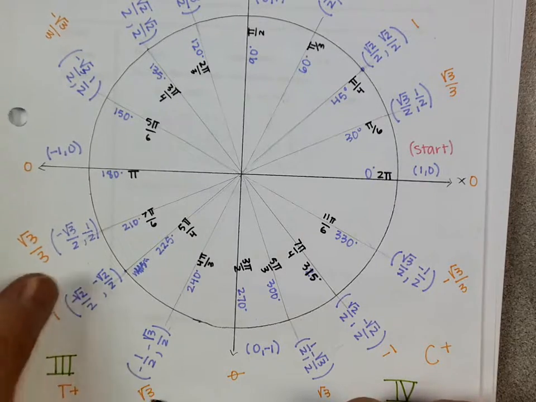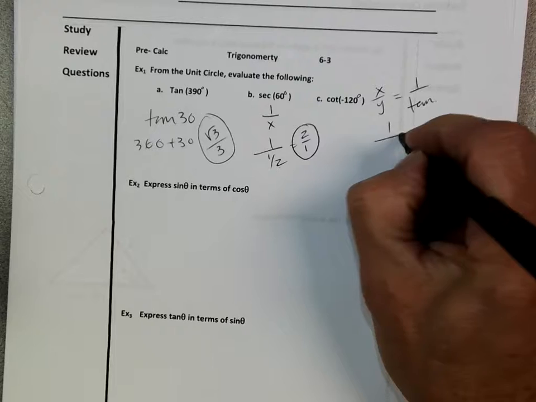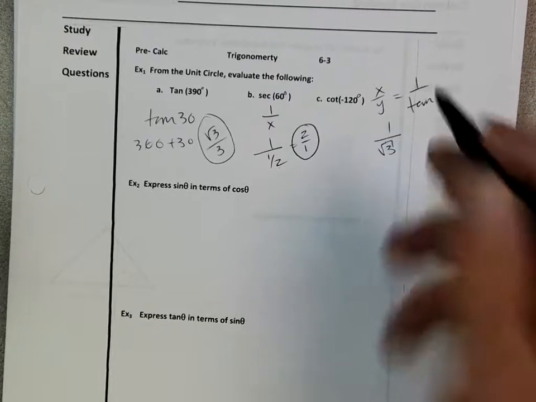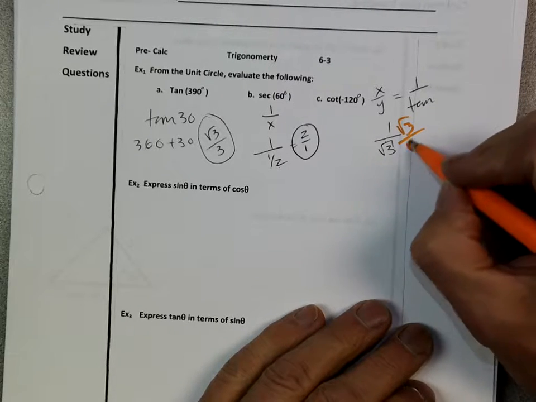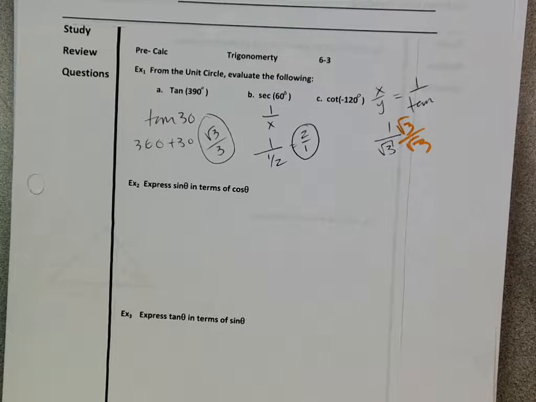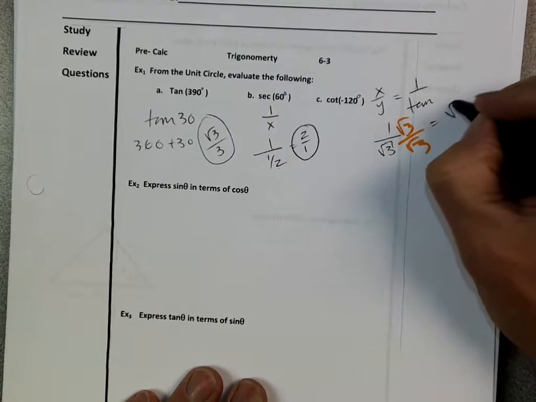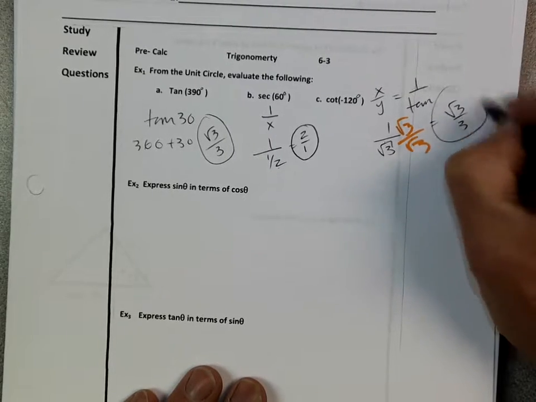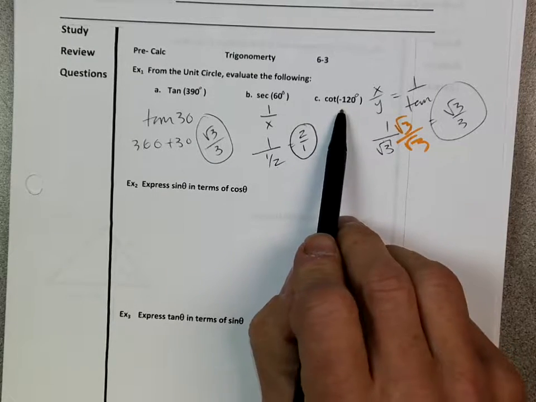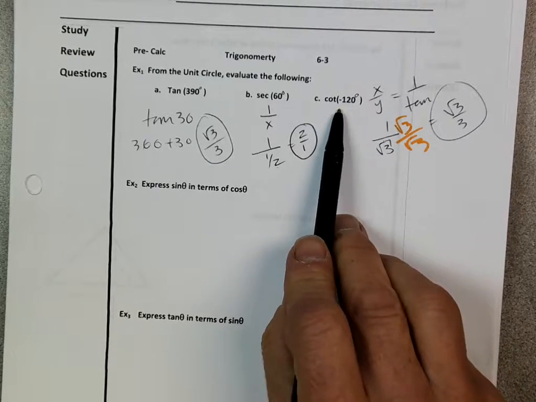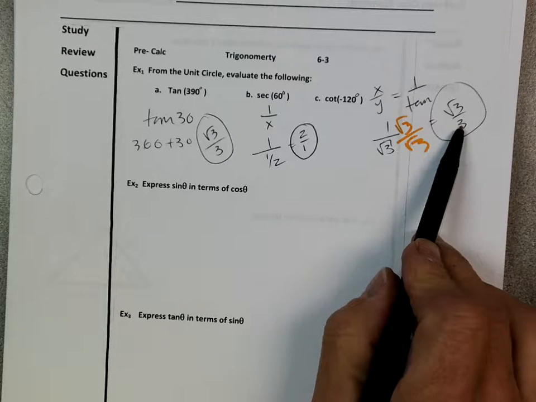So I go 1 over the tangent value, it's going to be just simply 1 over square root of 3. And again, we're going to have to rationalize that. We'll multiply by square root of 3 over square root of 3 to rationalize it. And we end up with square root of 3 over 3. And that's the cotangent of negative 120. Again, if you use your calculator, you'll get a decimal. I'll mark it wrong because I want the exact value, okay?